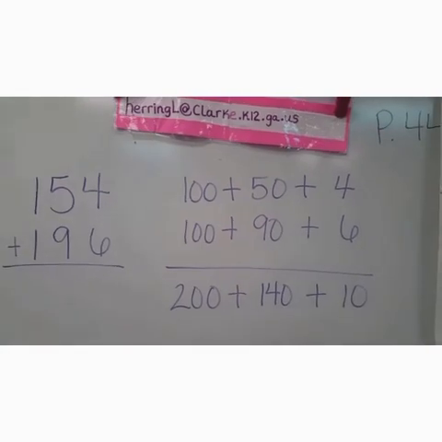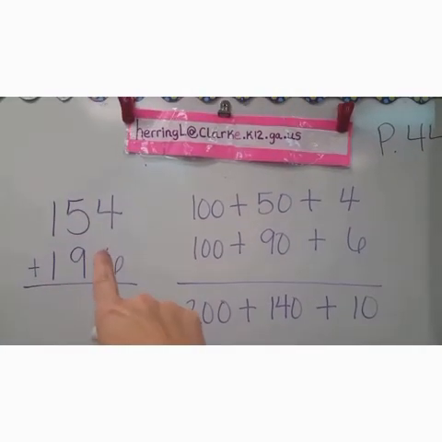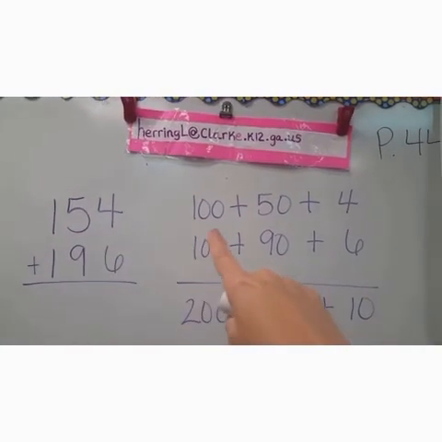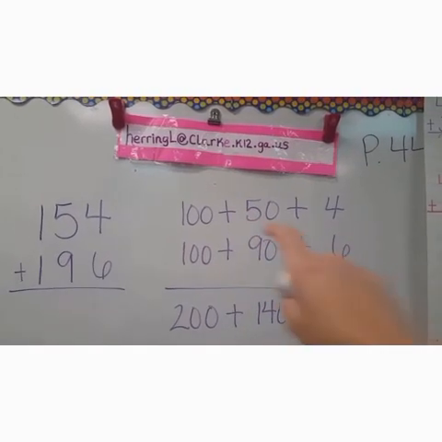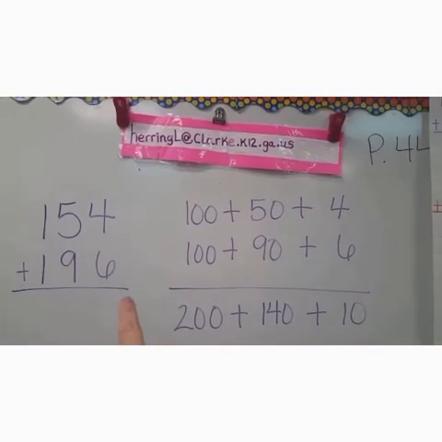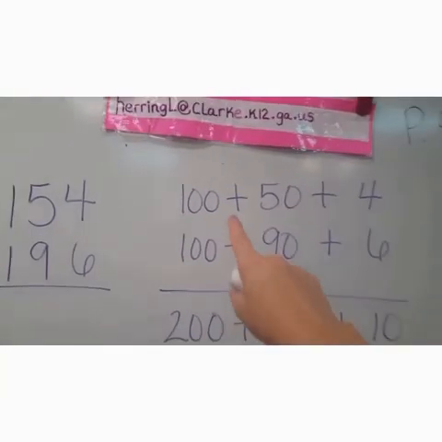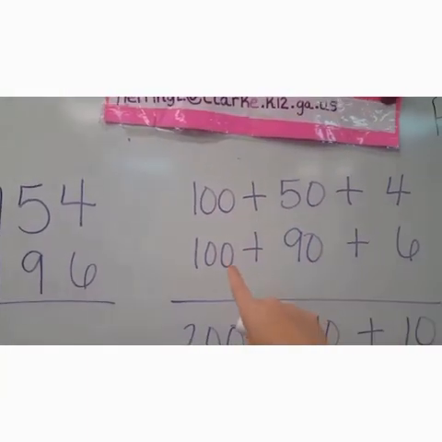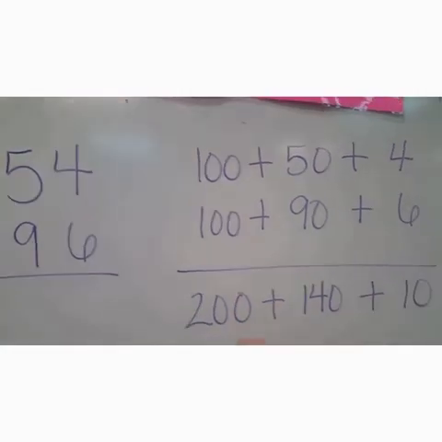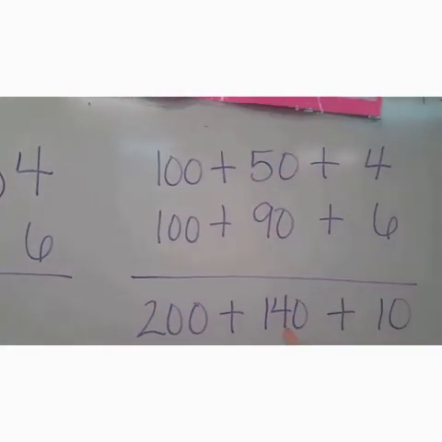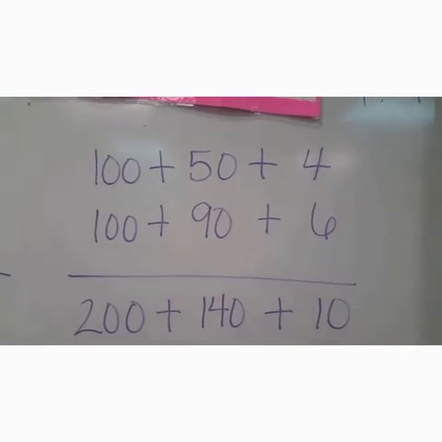Okay, let's look at the answer. So I took 154 in expanded form, that's 100 plus 50 plus 4. 196 in expanded form is 100 plus 90 plus 6. So I start in the hundreds place. 100 plus 100 is 200. 50 plus 90 is 140. And 4 plus 6 is 10.